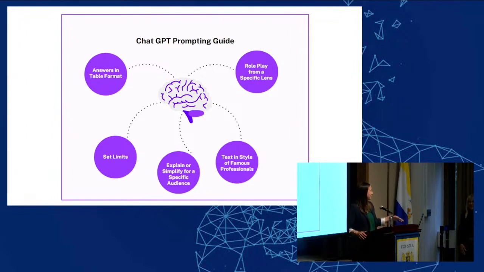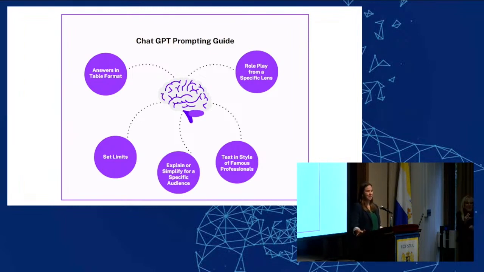So asking for different prompts, answers in table format, setting limits like age groups. Are we dealing with pre-K, 5th grade, high school? Simplifying text. One of my favorite ones on this sheet is role play from a specific lens.